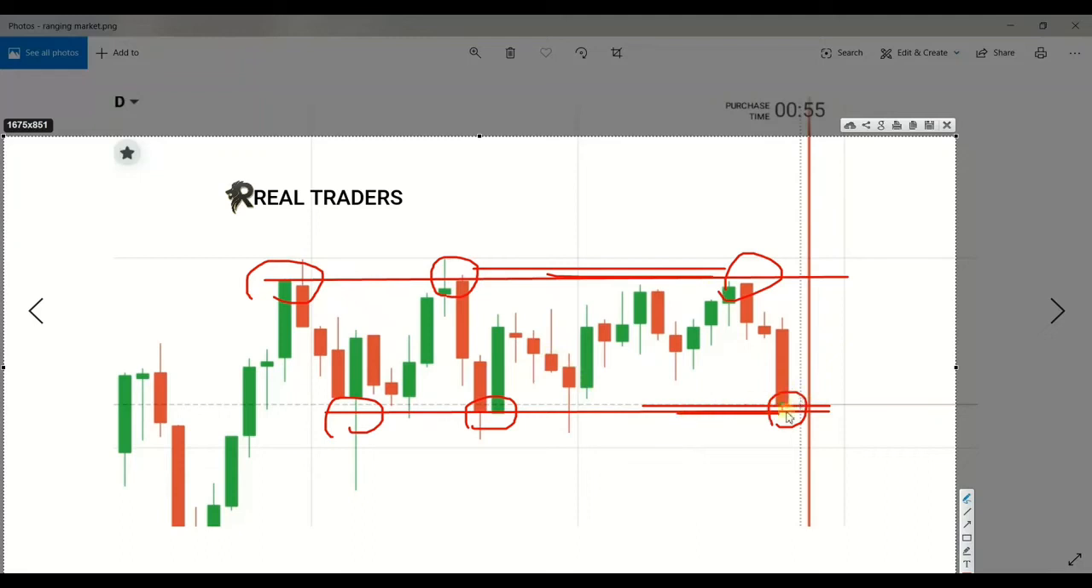The market closes at the level. Because this is a ranging market, we can expect at least one weak bullish candle, or here also at least one weak bearish candle, and then the market may break the levels.